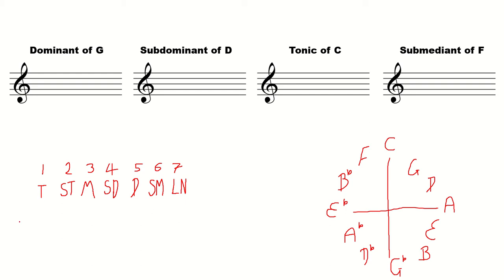So I'll just introduce you to it bit by bit. So the tonic is the starting note. So in G, the tonic's going to be G. In D, the tonic's going to be D. In C, the tonic's going to be C. In F, the tonic's going to be F. It's going to be whatever note the scale starts on. So that is the most important one.